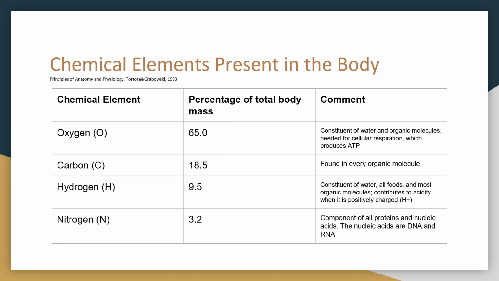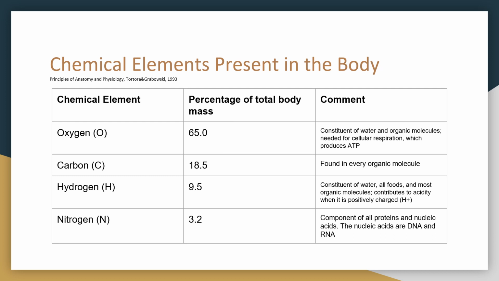So 65% of our body is made up of oxygen. It's a constituent of water and organic molecules needed for cellular respiration, which then produces ATP. And I know Nicole touches on that too. Carbon is found in every organic molecule. That's what makes it organic, is that carbon.